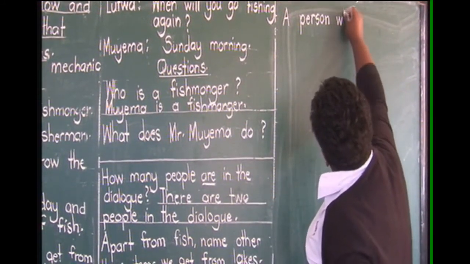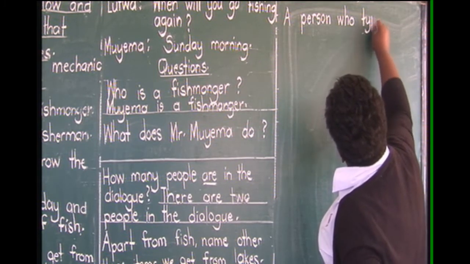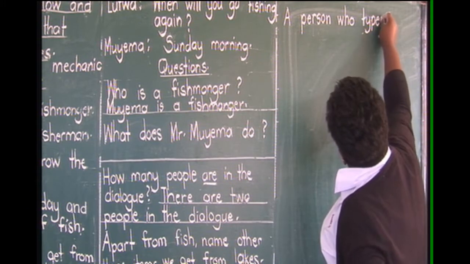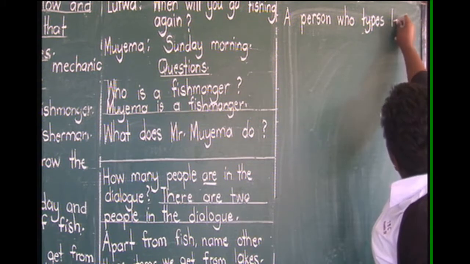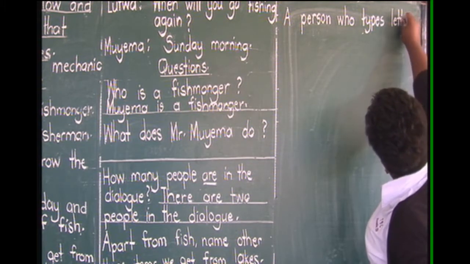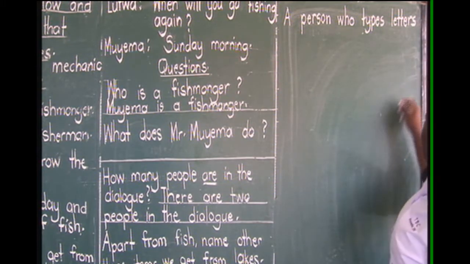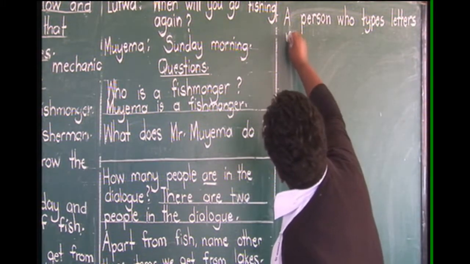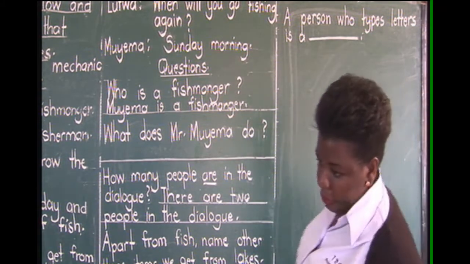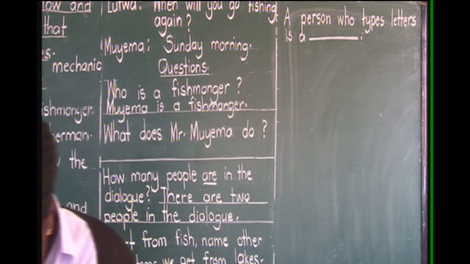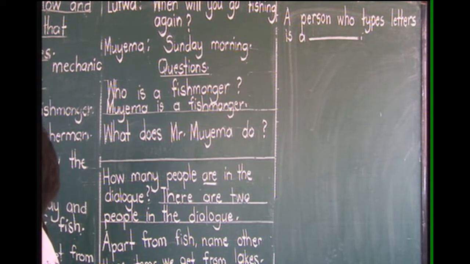A person who types letters. A person who types letters is a dash. So they want the person who types letters. That is a secretary. That is a secretary.